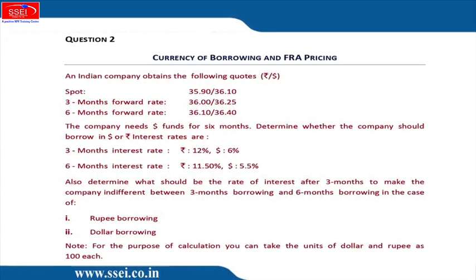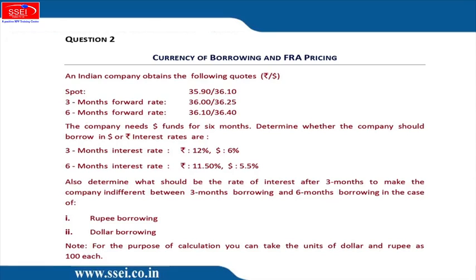So question number 2 of interest rate risk management is on the currency of borrowing and FRA pricing. There is a misprint in the 3-month forward ask rate. You can see it's given as 36 point percentage. But luckily the 3-month forward rate is of no use, so leave it. Don't bother about it.